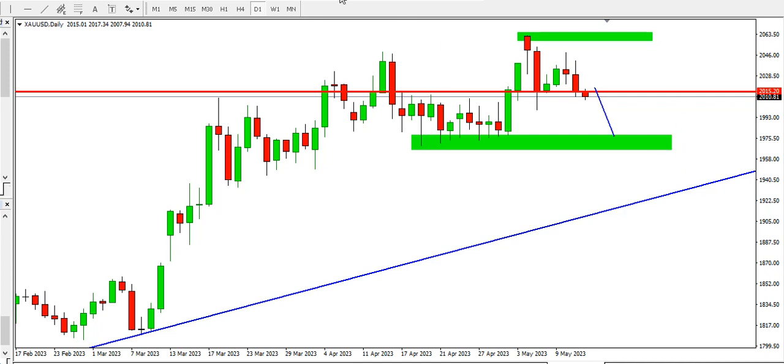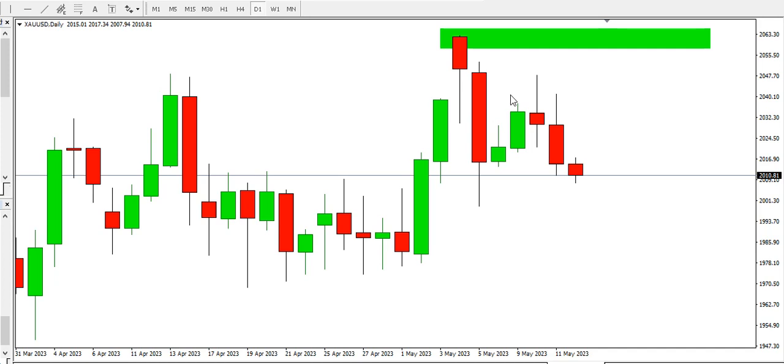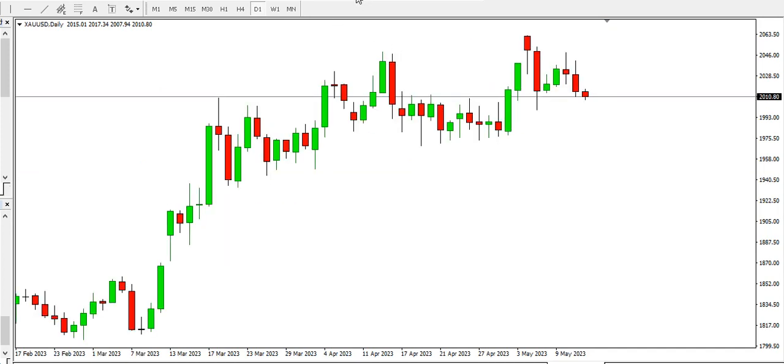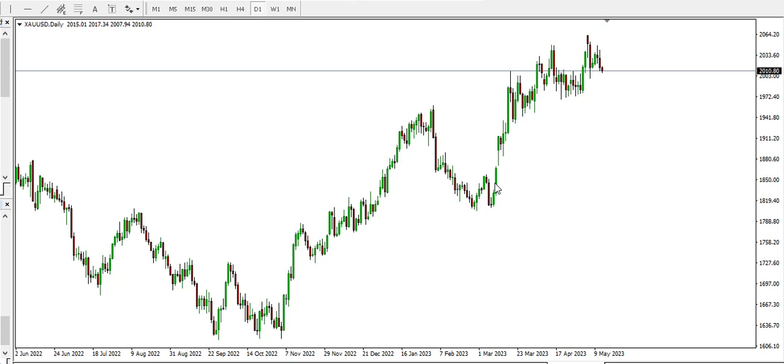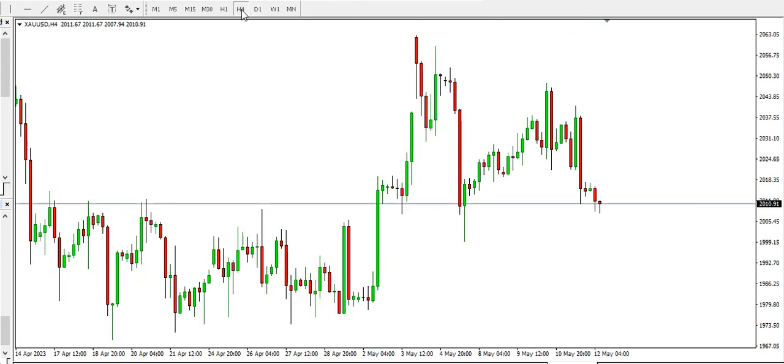But for now, price is about making a direction to the downside, and we might be surprised, it might just form a double bottom around there and go up. But for now, on the daily time frame, the bears are dominating, but the actual structure is a bullish structure. Let's see how it goes. Let's look at the 4-hour time frame.